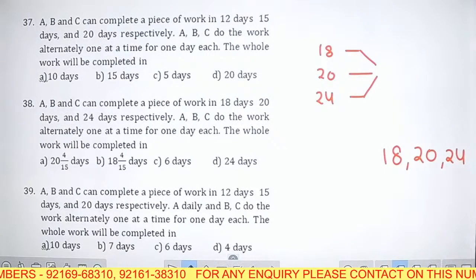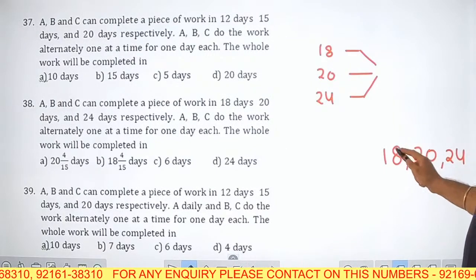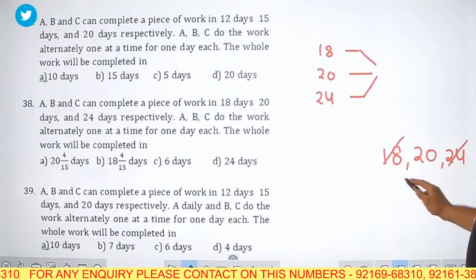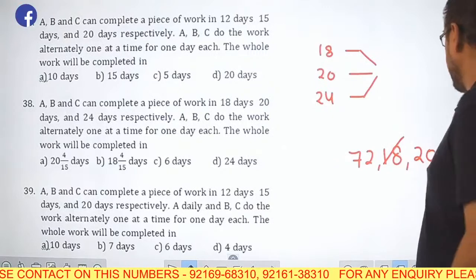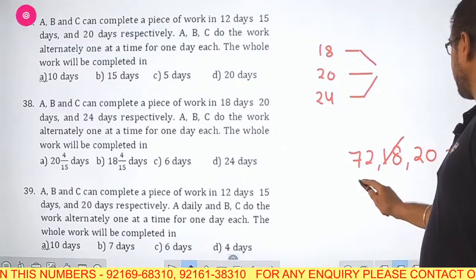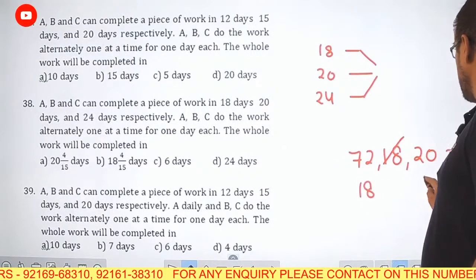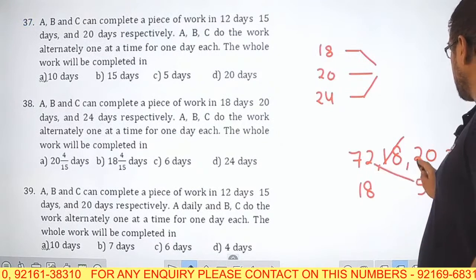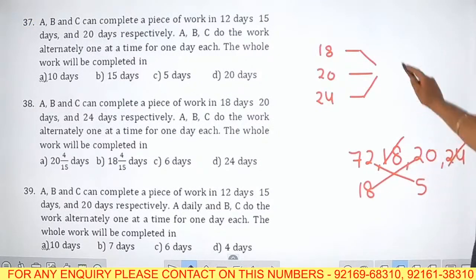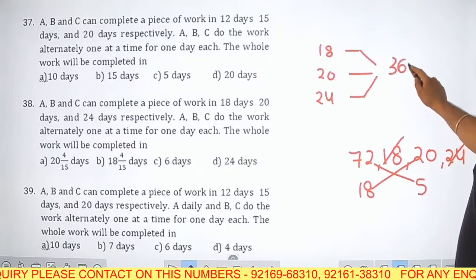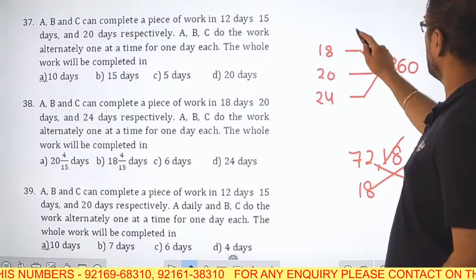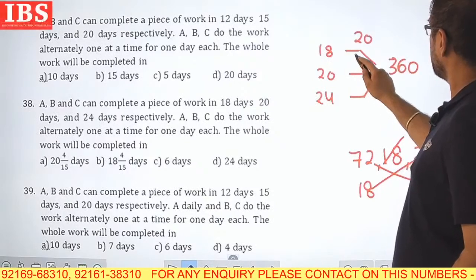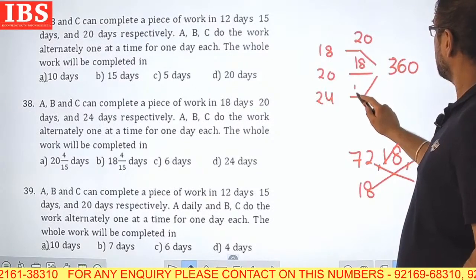We know that for 18 and 24 the LCM is 72. So we now take the ratio of 72 and 20 and cancel by 4. So this is 18 by 5. We cross multiply: 72 into 5 is 360 and 20 into 18 is again 360. So we have the LCM as 360. So the efficiencies are 20, 18 and 15.